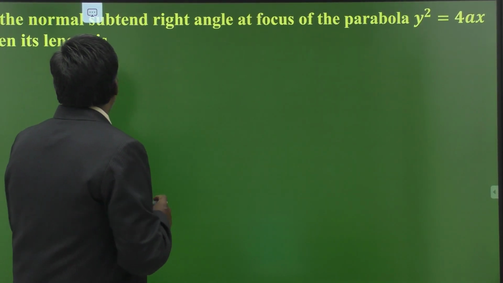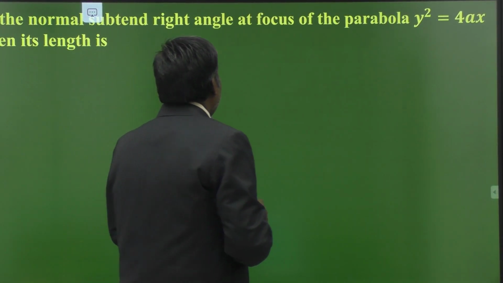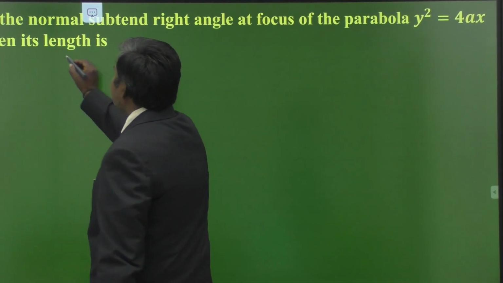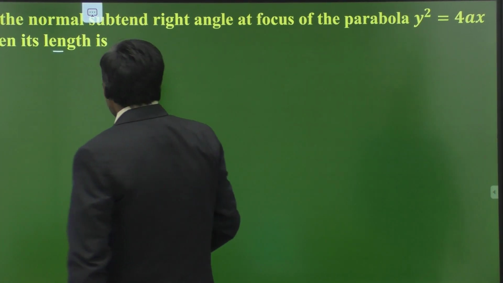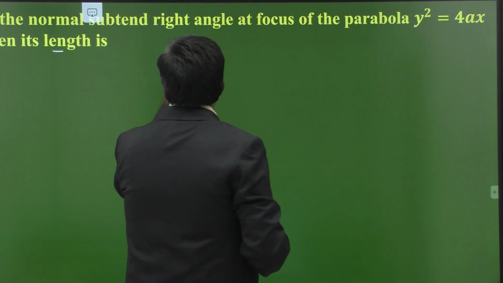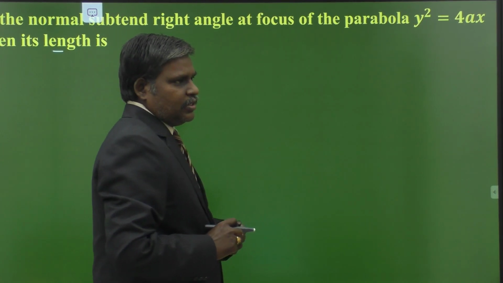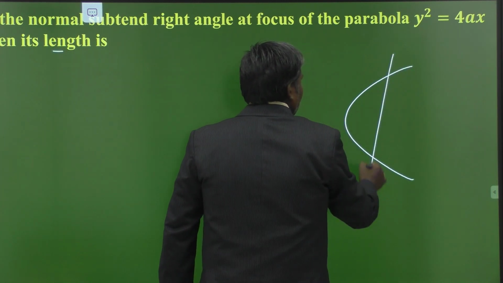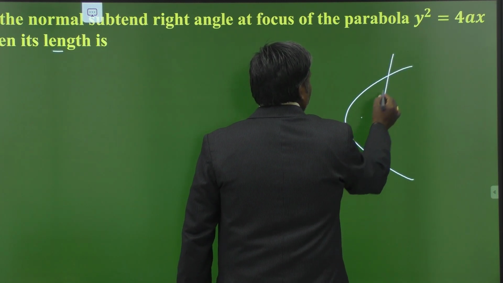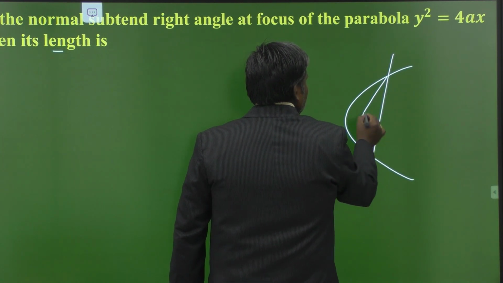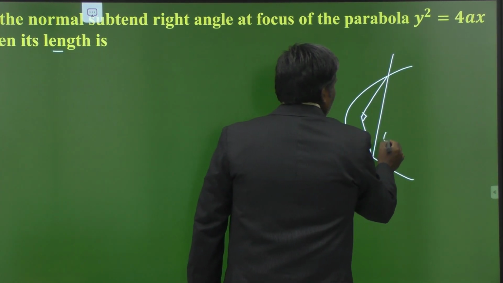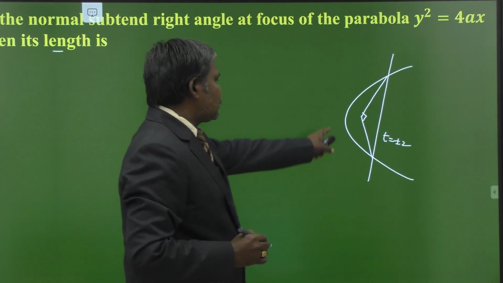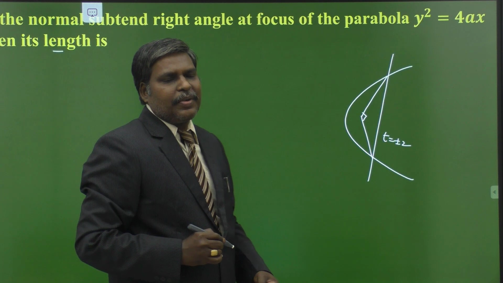Next question. If the normal subtends right angle at the focus of the parabola y square is equal to 4ax, then its length is what? Normal to the parabola subtends right angle at the focus. Already we discussed that the condition that the normal at any point subtends 90 degrees at focus, the value of t is plus or minus 2. If it is at vertex, the value of t is plus or minus root 2.